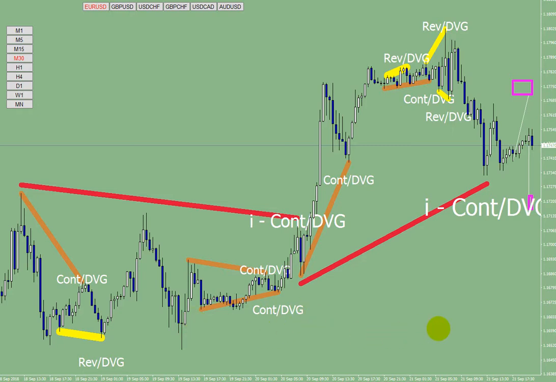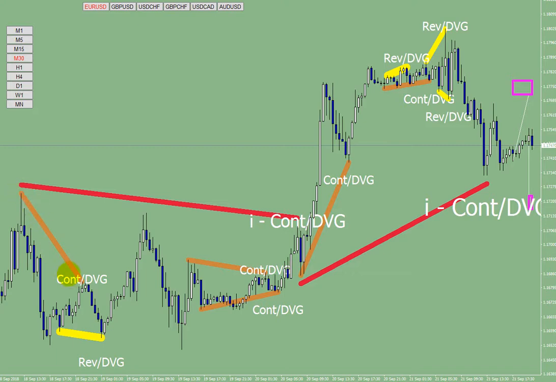The stochastic readings are set to 10 sample, slow stochastic, and the basis of the stochastics is not the closing price, it is HL2, which is the weighted value. What you have on the screen right now is three different kinds of lines in terms of colors. There are two different continuation divergences.